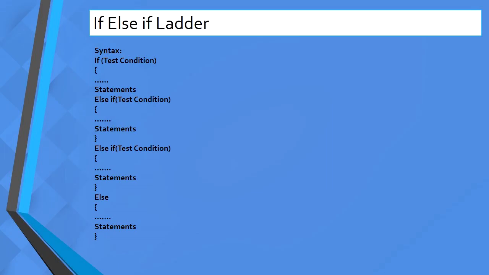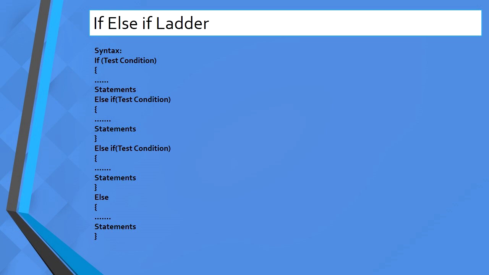If else if ladder. So what is an if else if ladder? The if statement variants you have seen so far allow you to check only one condition. If this condition evaluates to true, then the if part is executed. If this condition evaluates to false, then the else part will be executed automatically.